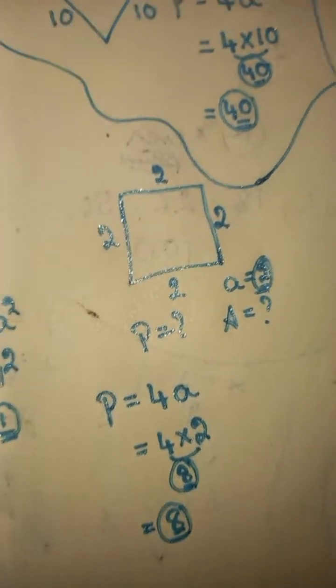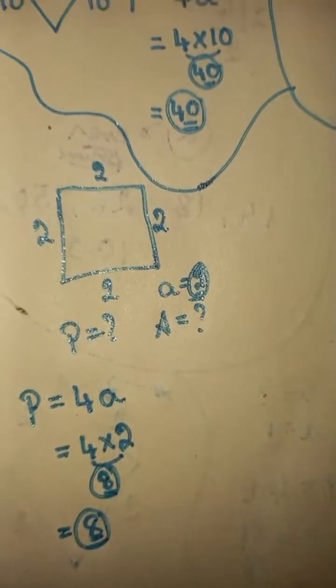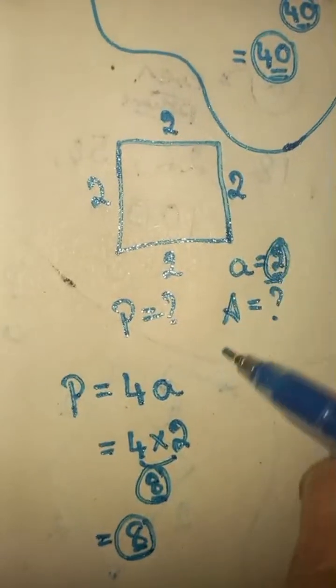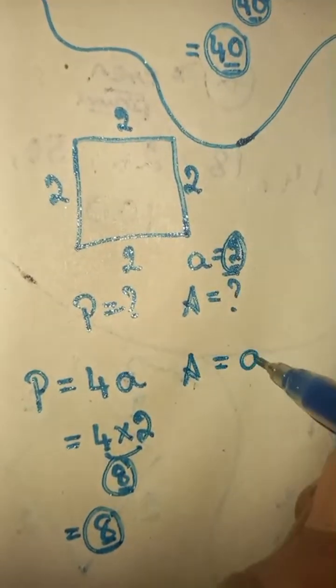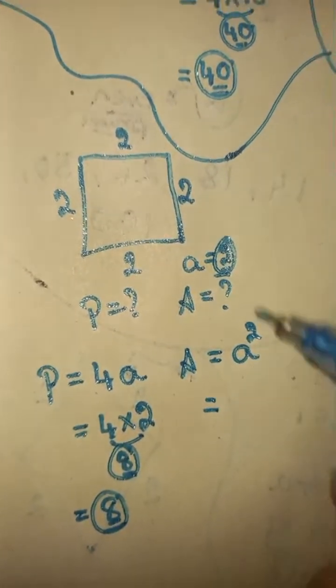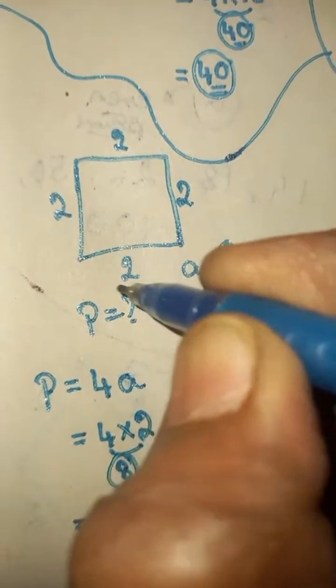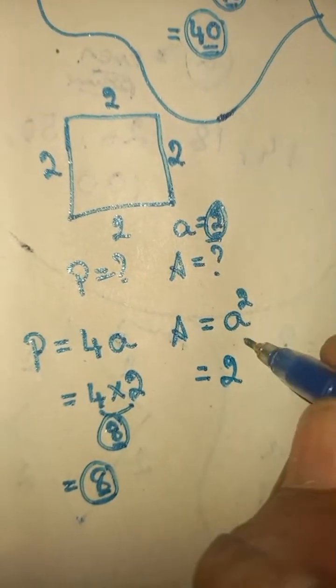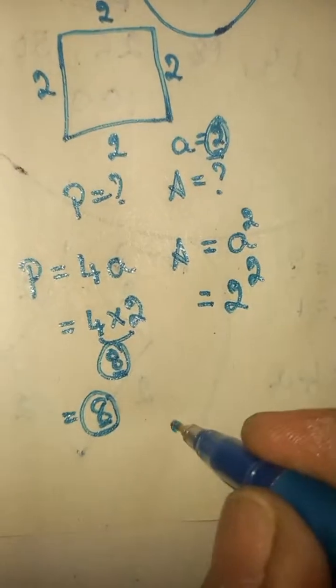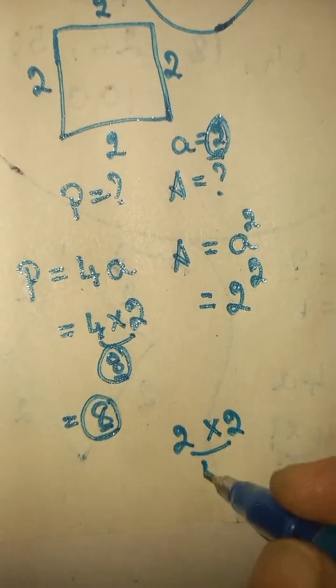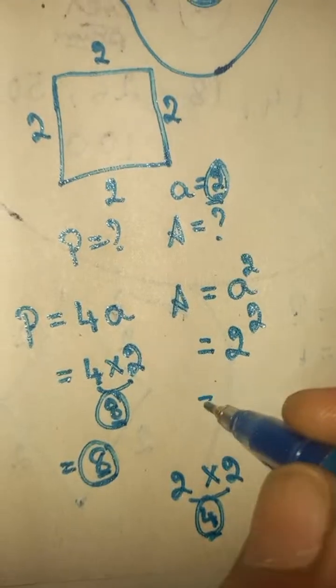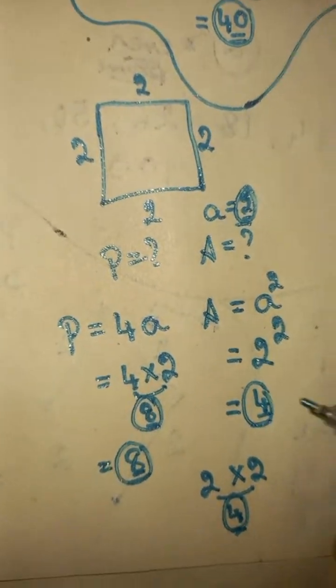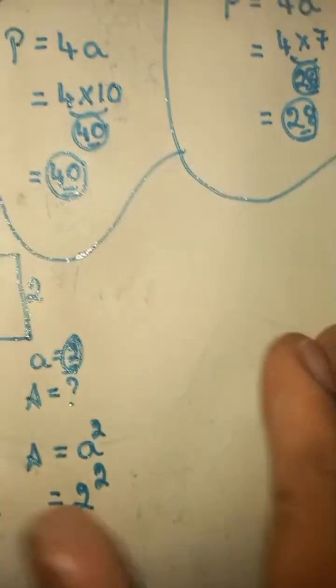Let's find the area of the square. Area of the square is side length squared. The side length is 2 units, so it becomes 2 square. 2 square means 2 times 2, which is 4, so it is 4 square units. Let's take one more square.